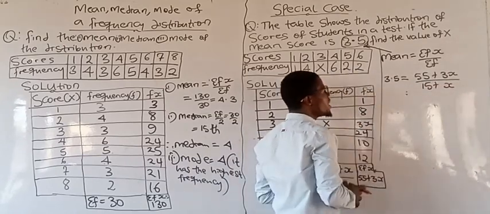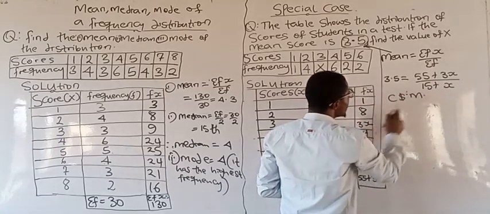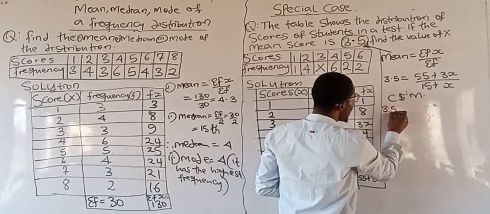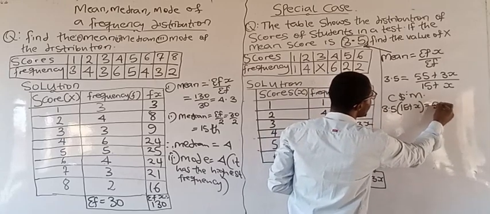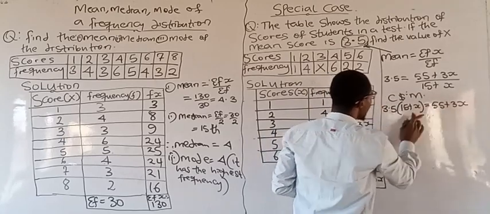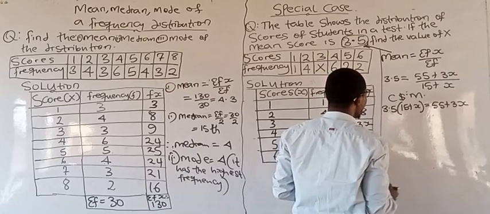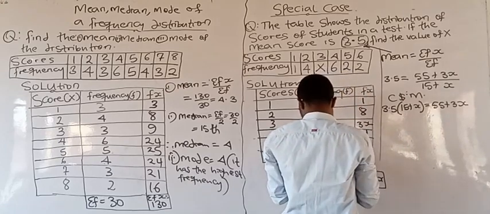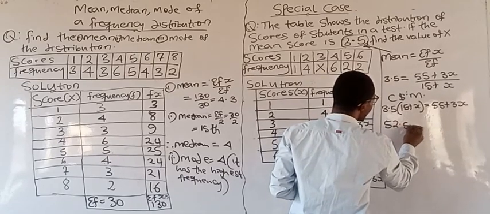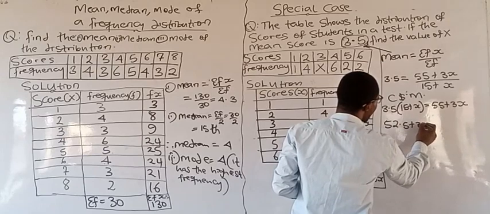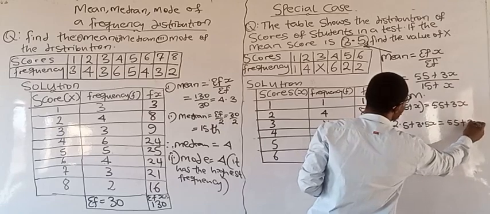So how do I get the value of x in this now? The best approach here is to cross and multiply. So if I cross and multiply, I have 3.5 into bracket 15 plus x close bracket is equals to 55 plus 3x. So now let's open up the bracket. If I open up the bracket, I have 3.5 multiplied by 15, so this will give us 52.5 plus 3.5x is equals to 55 plus 3x.